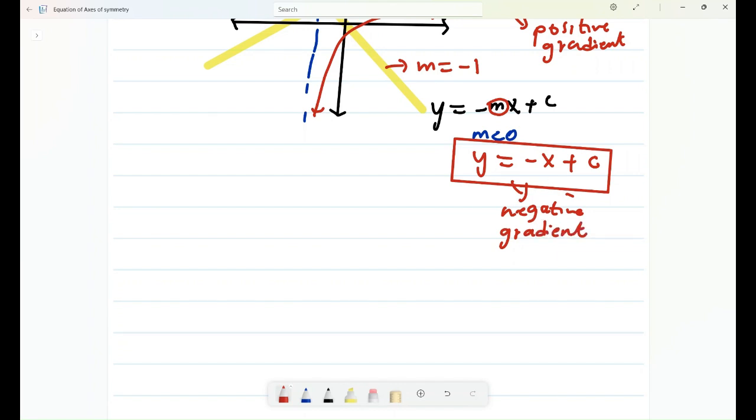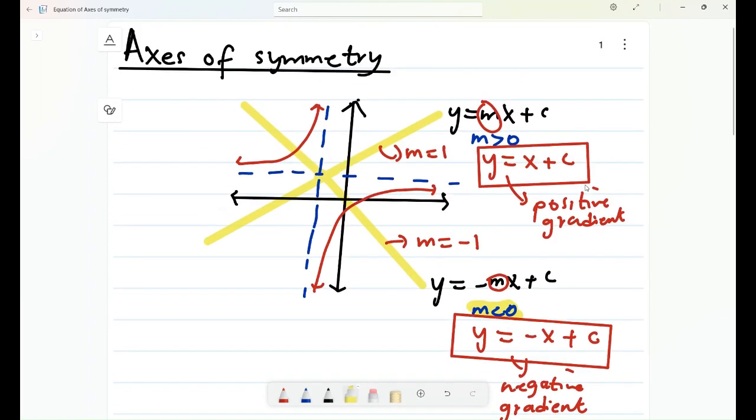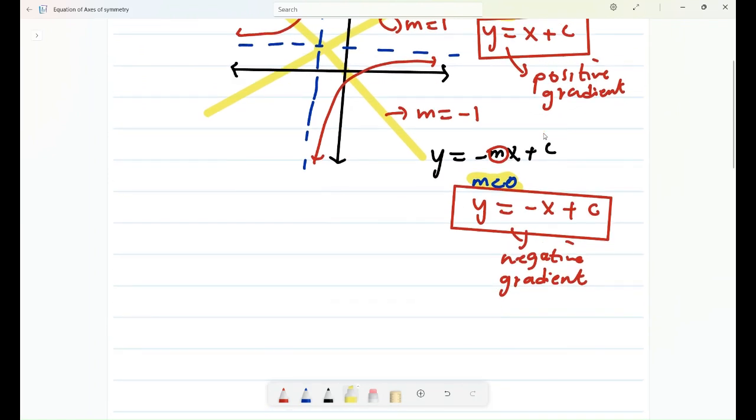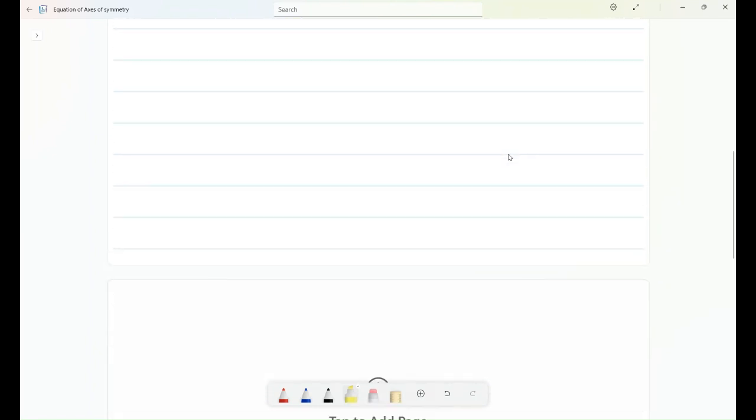Negative gradient. Now, sometimes the examiner will say that has an axis of symmetry where m is less than 0, or axis of symmetry where m is greater than 0. But remember, you're watching YouTube so that your life can be easier, right? So let me make your life easier.